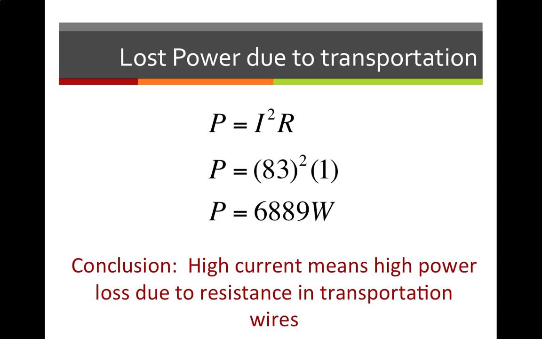We can't afford that. So high current means high power loss to resistance. So we want to run our power lines at a low current. That's the goal.